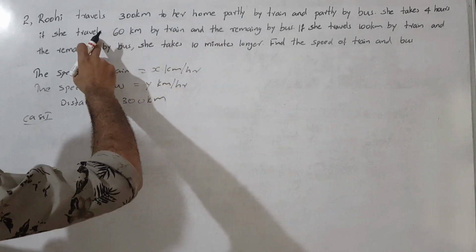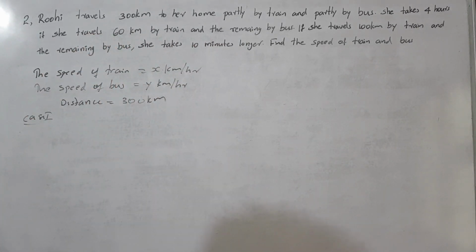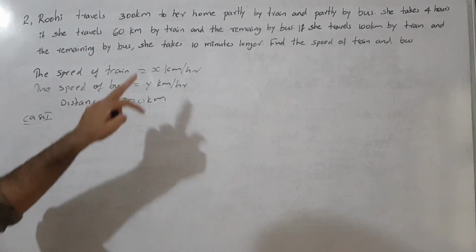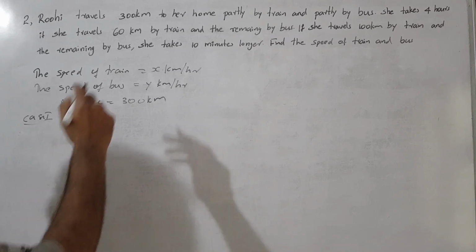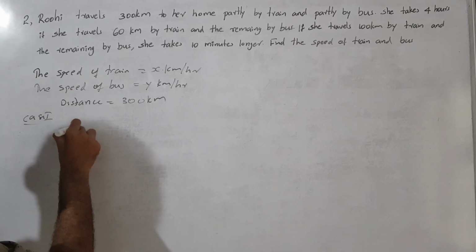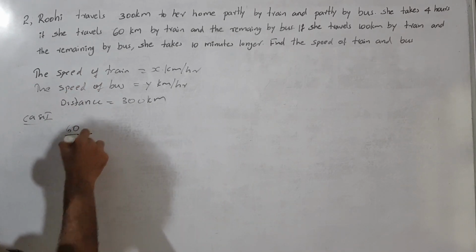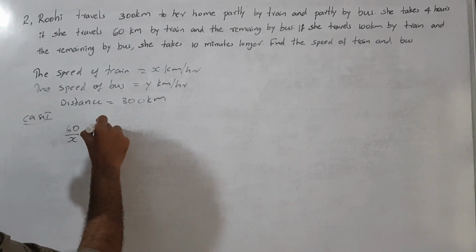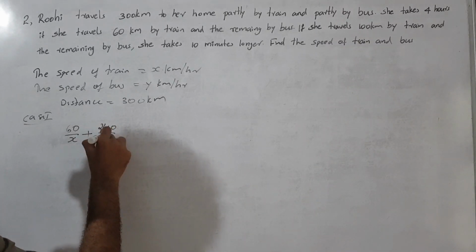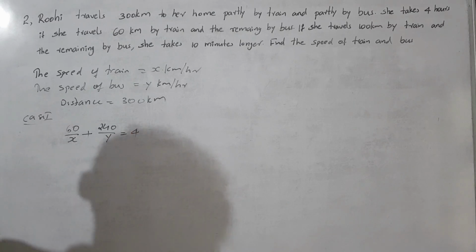We know how much kilometer the train travels, that is 60 kilometer. What is the speed of train? X. Then how do we find the time taken to cover 60 kilometer by train? That is, time is equal to distance by speed. Correct? So the first one is 60 by x plus what is the remaining by bus? The remaining kilometer is equal to 240. Then 240 by y is equal to 4.